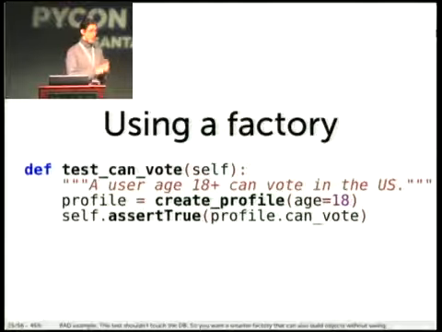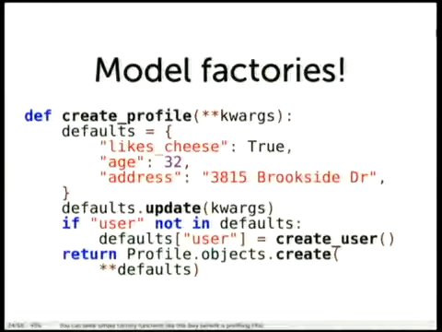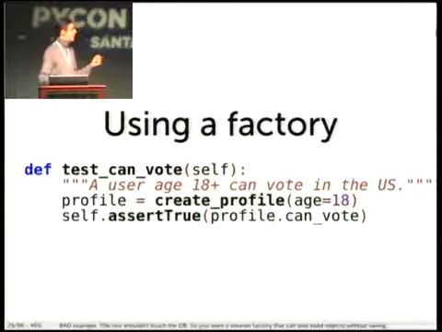Now, there is one very bad thing about this test, which is that this can vote property on my user profile doesn't require a saved model. All it requires is a profile object, and it checks the age attribute, right? If you look back at the factory function, it calls profile.objects.create. So I've actually saved my profile to the database unnecessarily, simply in order to test a property of it that has no dependence on being saved to the database.